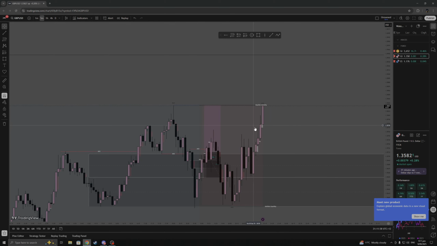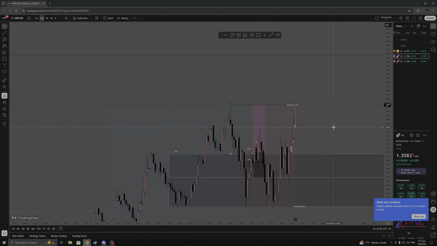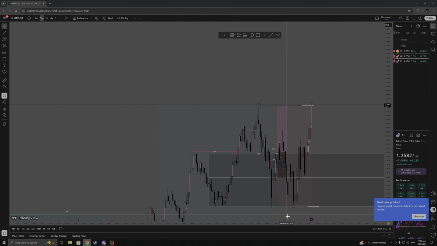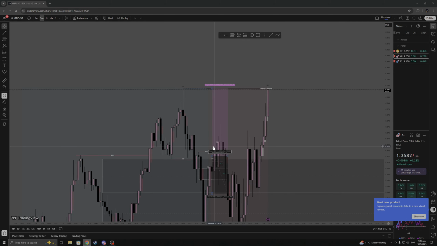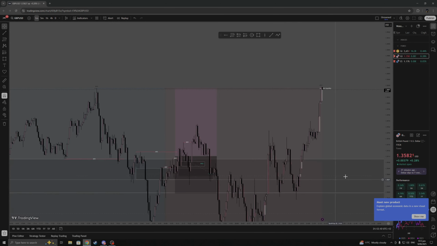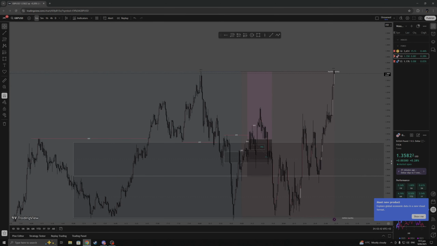We had an inversion fair value gap. We tapped it. We displaced up, but again, we weren't able to displace enough. Therefore, price came down. But lucky enough, I did get out at break even at my entry point. So happy with the result today.